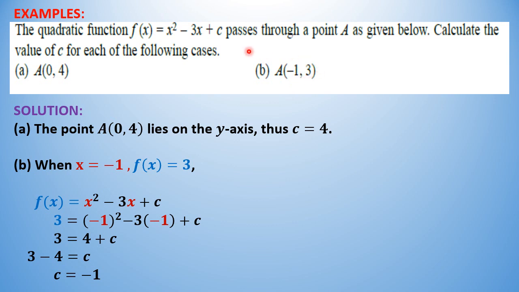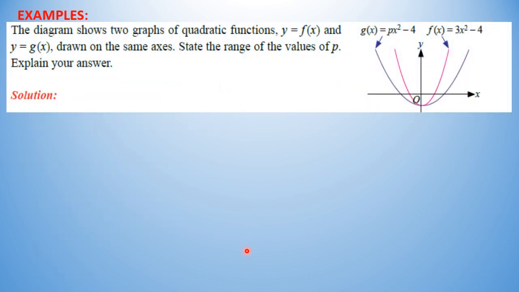How about this one? This one is the x coordinate, this one is the y coordinate. So you just need to substitute the given values inside the function. x equals -1, f(x) is also y, okay? So y equals 3, substitute inside, and then you can calculate the value of c, okay? Now we look at another example.